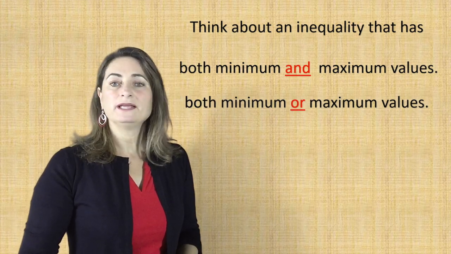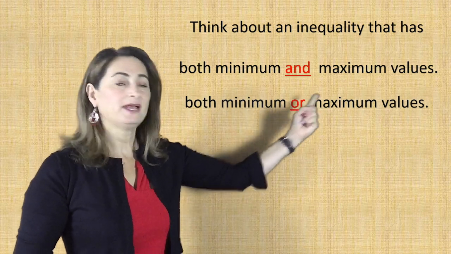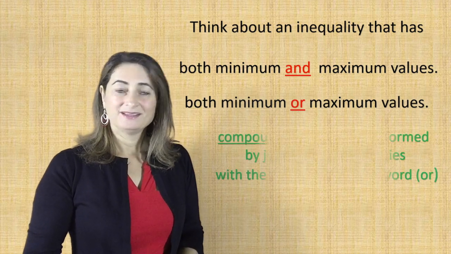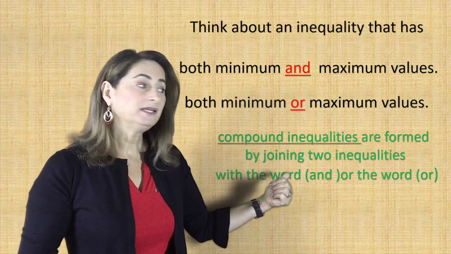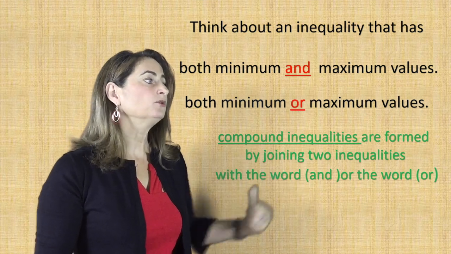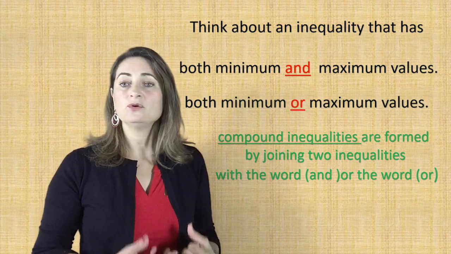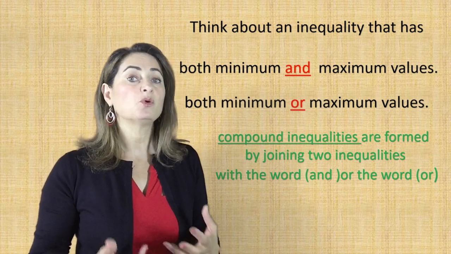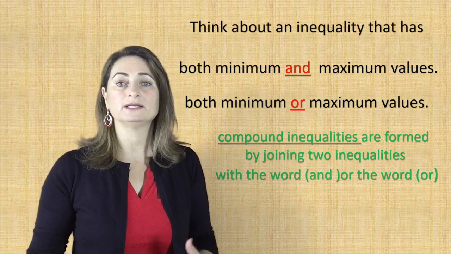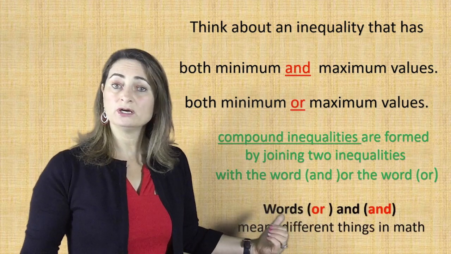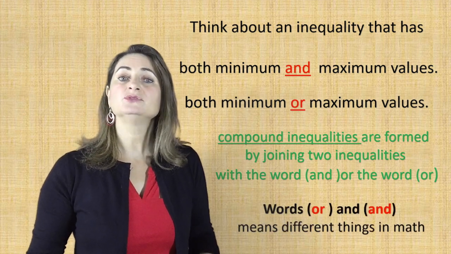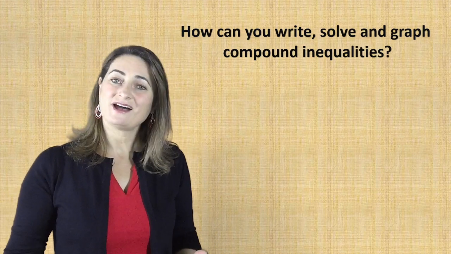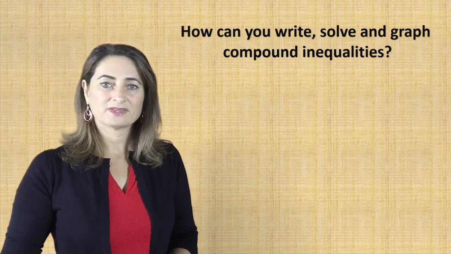Think about an inequality that has both minimum and maximum value, or minimum or maximum value. Compound inequalities are formed by joining two inequalities with the word and or the word or. So when you have minimum and maximum, or minimum or maximum, those are called compound inequalities. The word or and the word and mean two different things in math. So how can we write, solve, and graph compound inequalities?